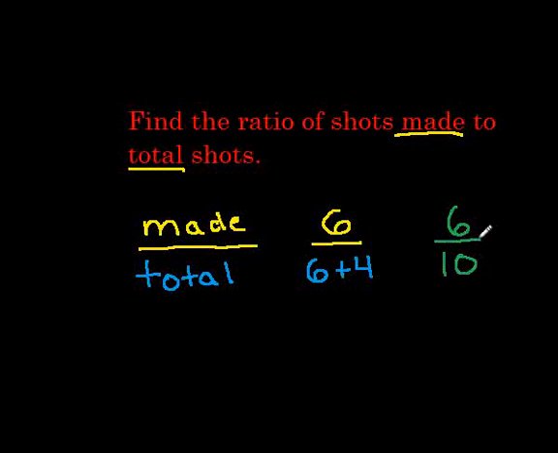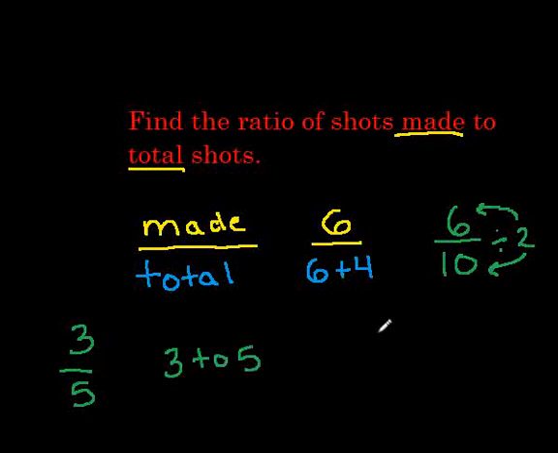Now I need to reduce this fraction. So a number that divides into 6 and 10 is a 2 again. And so 2 divides into 6 3 times. And 2 divides into 10 5 times. And so my ratio is 3/5, or 3 to 5. I can write that 3 to 5. And then I can also write it 3 colon 5, because whatever is on the numerator is written first.